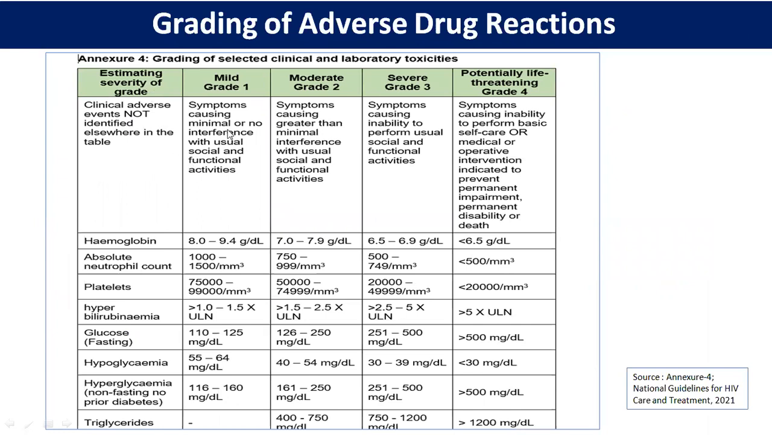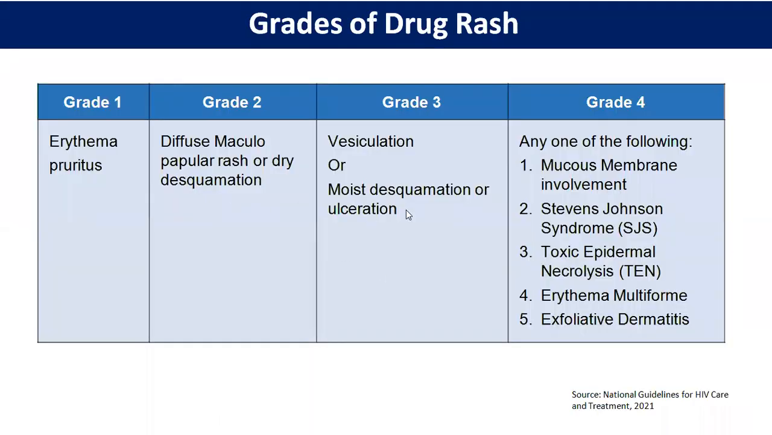So you have to grade the severity of the drug rash: mild, moderate, severe, and potentially life-threatening. The criteria, I'm not going to read all those criteria here. Keep in mind that if there is vesiculation, mucous membrane involvement, more than 30% of body involvement, or any systemic signs, it is severe. You have to admit the patient, or sometimes you have to stop the drug. But grade 1, grade 2 may not need stopping the drug.